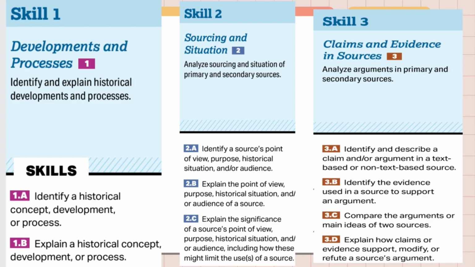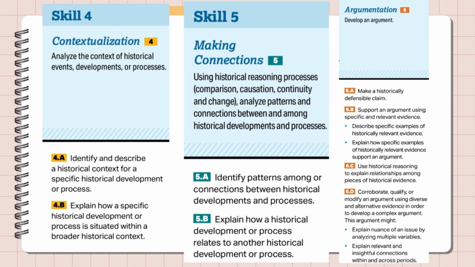Sourcing is going to be looking at sources and situations of the source and telling why it was written, what was the author's purpose, what was their point of view, the historical situation, or the audience. Claims and evidence in sources are going to be analyzing arguments and primary and secondary sources. Contextualization, analyze the context. So what was happening meanwhile or right before, or what was an after effect of this time period, we're looking at events, developments, and processes.